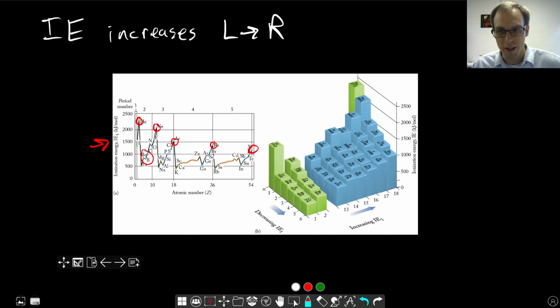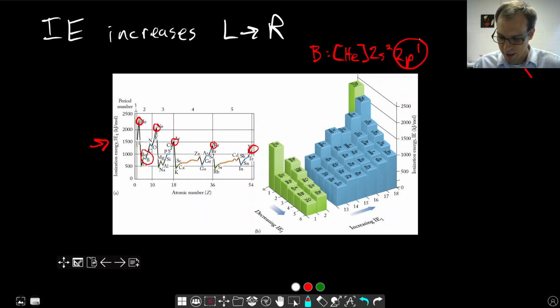What's happening here is that we're adding an electron to a new subshell. So for boron, we're looking at the electron configuration of helium plus 2s2, 2p1, and it's preferred to just have an empty subshell. So taking this electron off is actually a little bit easier than you might expect, because you are left with an empty subshell.